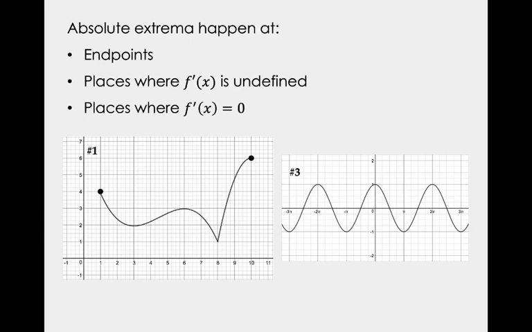Okay, so we're going to focus on those 2 derivative criteria in the next video. These 2 things, where the derivative is 0 and where it's undefined, we call those the critical points of the function because they are places where you can get an absolute maximum or an absolute minimum. And that's what I'll do in the next video.